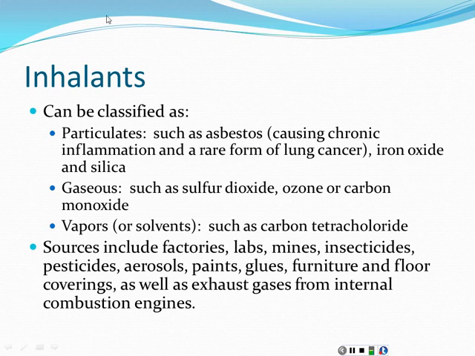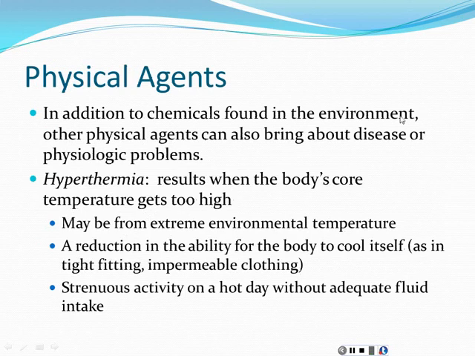So where do we find these inhalants? Lots of places. So factories, labs, mines, all exhaust gases from our automobiles are all considered inhalants. All right. So that's the chemical class. So you had your heavy metals, you had your environmental chemicals, and then you had your inhalants. Some other things that can do the body harm that don't have anything to do with chemicals are hot and cold, and then we're going to talk a little bit about radiation.